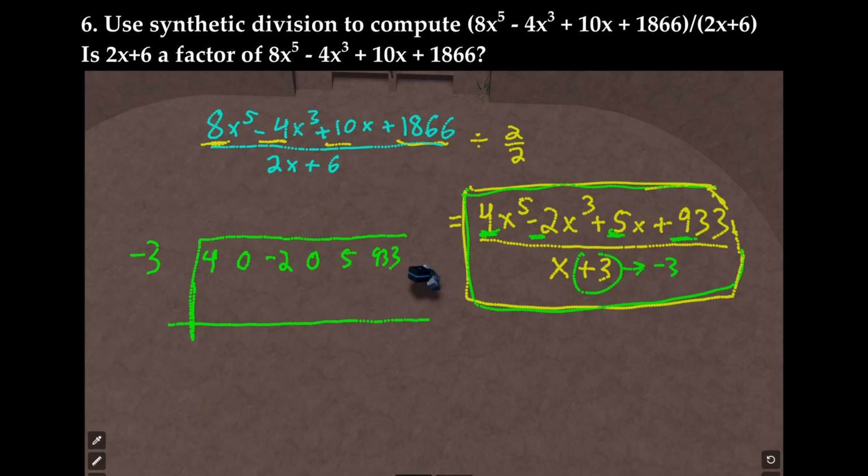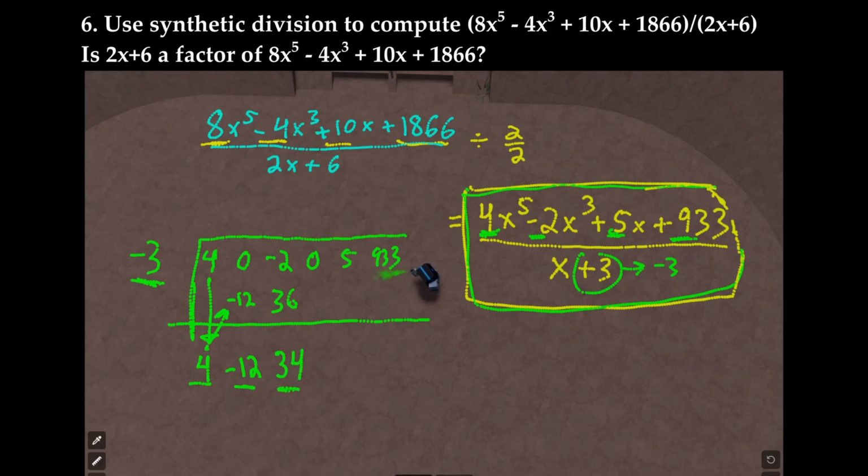So first you drop down the 4. And then do minus 3 times 4. That ends up being minus 12. Now do 0 plus negative 12. That's negative 12. Now do 3 or negative 3 times negative 12. That is positive 36. And then minus 2 plus 36 ends up being 34.